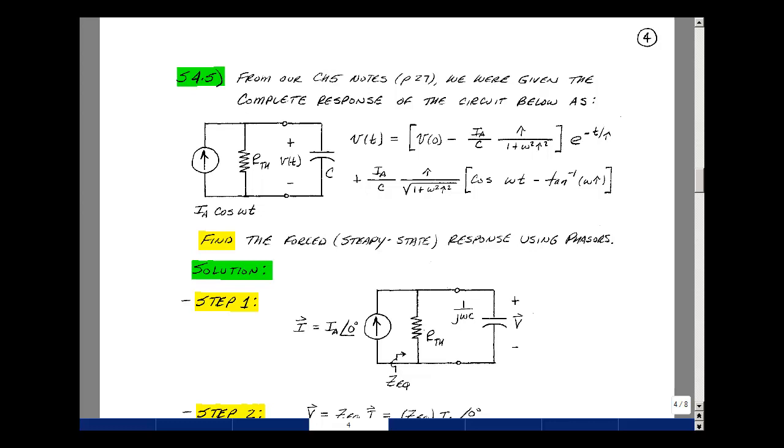This lesson deals with Supplemental Problem 4.5. You can find this problem in the course ebook in the Chapter 4 Supplemental Problems on page 4. In Chapter 5 lecture notes on page 27, I did a derivation of a complete response for this circuit, which shows the transient analysis and then the forced response.